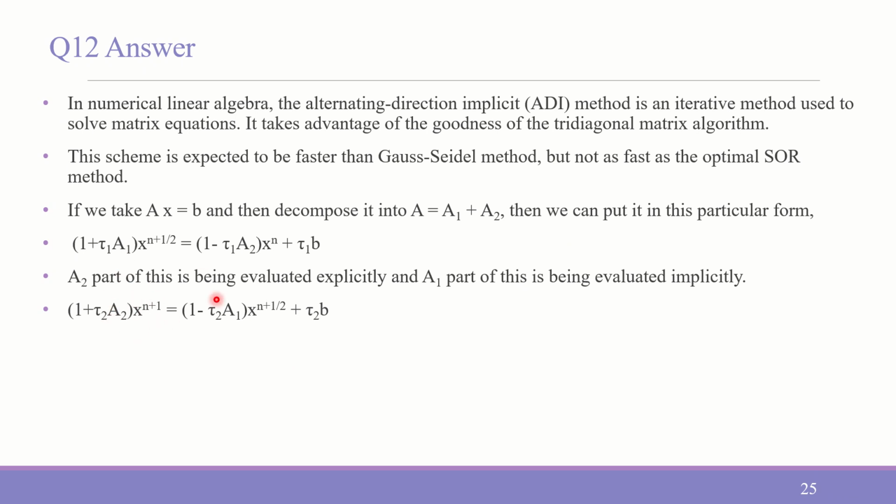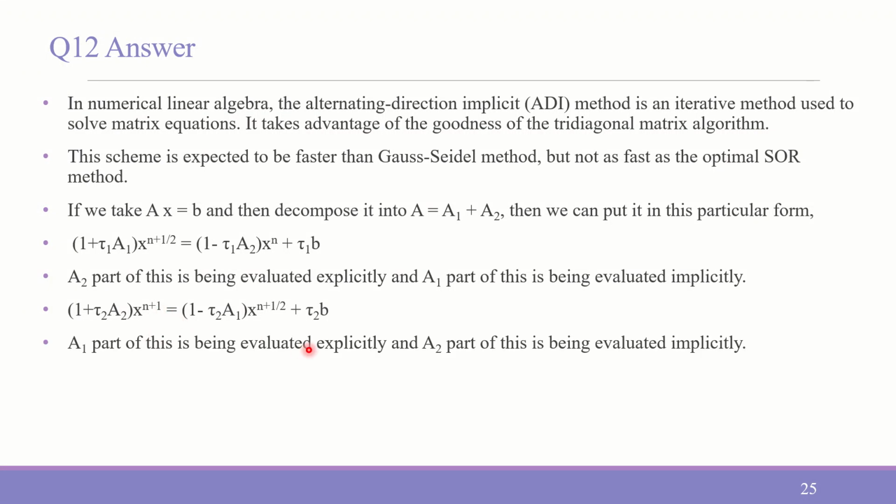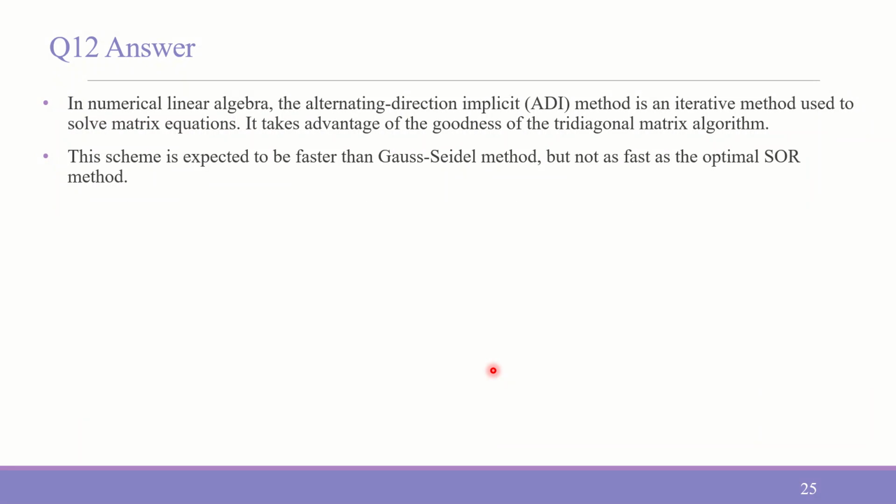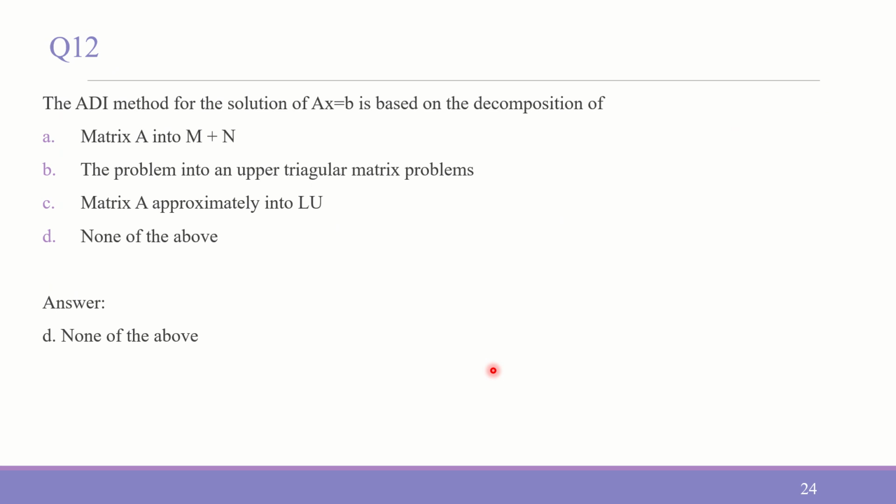Here we are going to n plus 1th time step. So A1 part of this is being evaluated explicitly, A2 part of this is being evaluated implicitly. So the answer is none of the above. If we go back and look at the question, ADI method for the solution of Ax is equal to B is based on the decomposition of matrix A into M and M plus N, matrix A approximately into LU, problem into an upper triangular matrix problems. So all these are false statements. So the answer is option D, that is none of the above is the right answer.